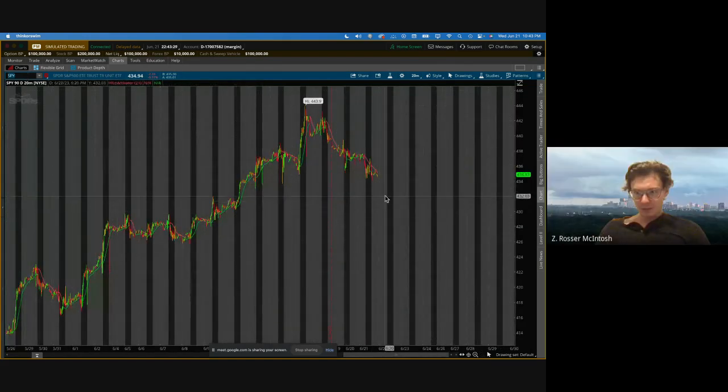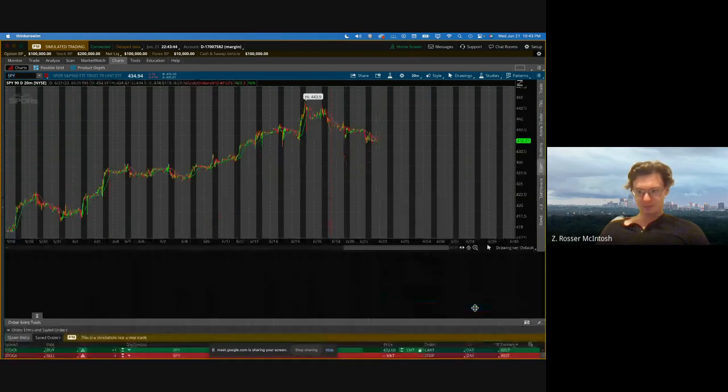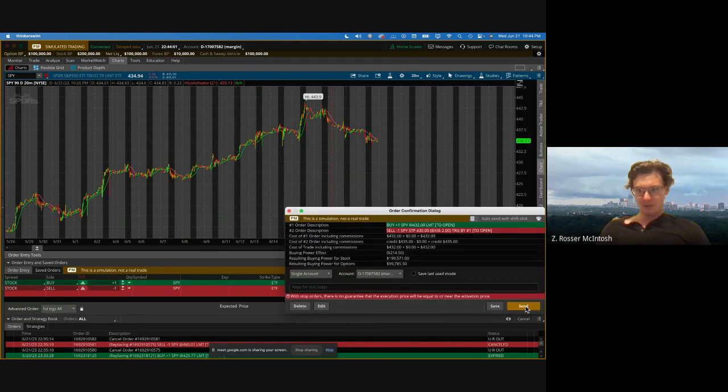So 432. Let's just say we want to get long at 432 with a stop at 430. So we'll go to buy custom right here on the menu with stop. Now that's going to be a buy limit and a stop market. Stop in this case means a stop market order. So a 430 stop and a 432 limit. Now I put this in, and we will see.